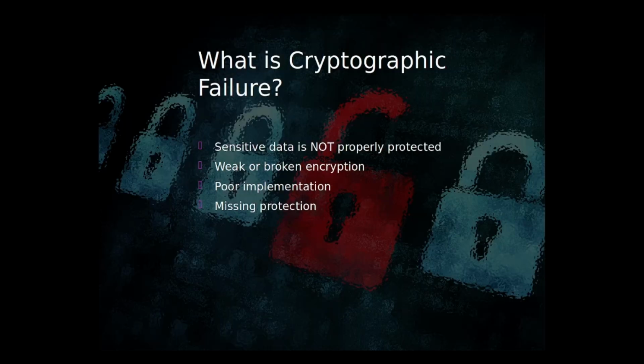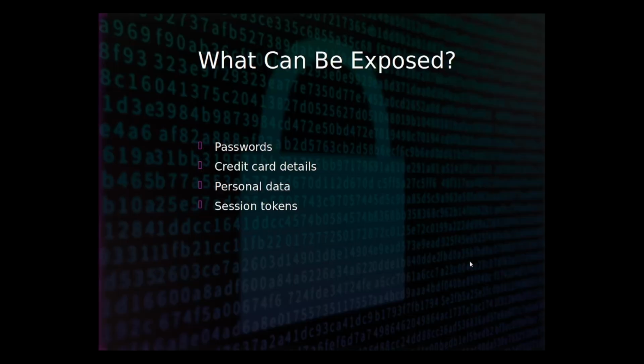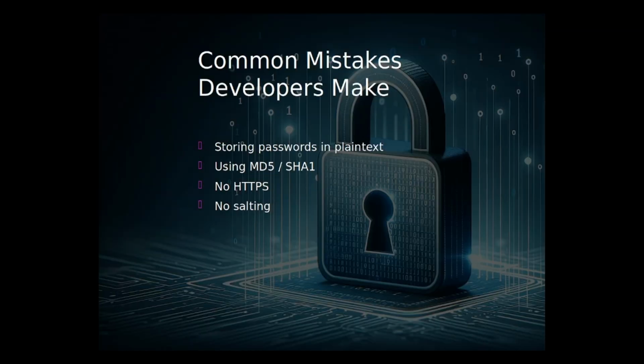So, what is cryptographic failure? Cryptographic failure happens when sensitive data is not properly protected. So basically, we are using weak or broken encryption or poor implementation practices in applications and missing protections. Due to this, what can be exposed? The following data may be exposed: passwords, credit card details, personal data, and even session tokens.